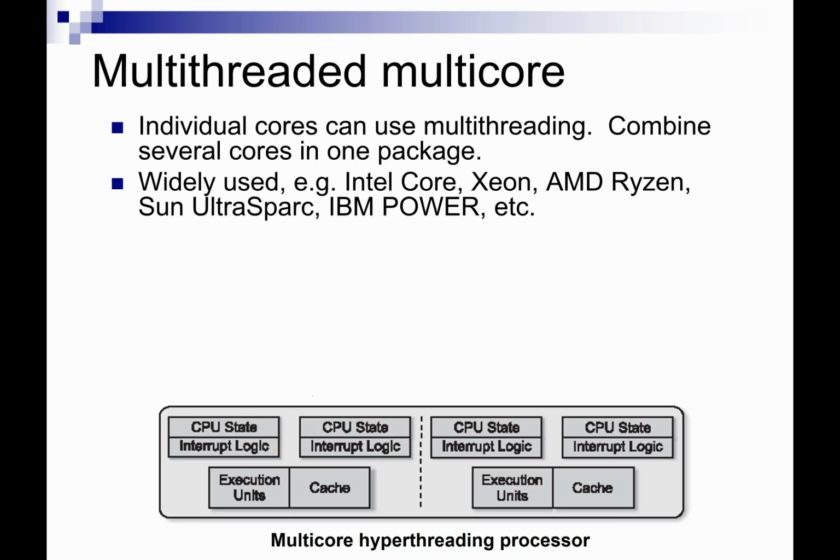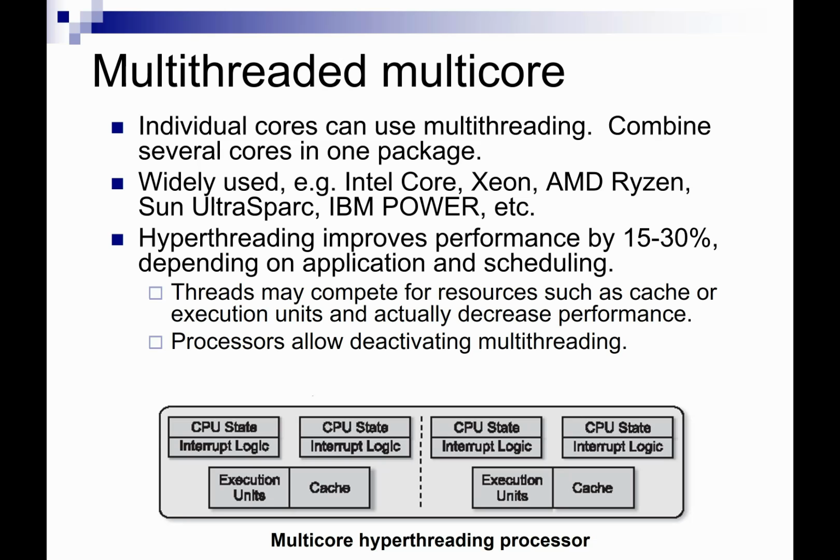And this architecture is actually widely used in practice. If you look at most commercial processors, like the Intel Xeon processors, the AMD processors, IBM processors, all of these are going to combine both multi-cores and multi-threading on each core. In practice, when you do this hyperthreading or multi-threading, you get better performance. You might get something like 15 to 30% better performance. Of course, this depends on your application and on how you schedule the threads.